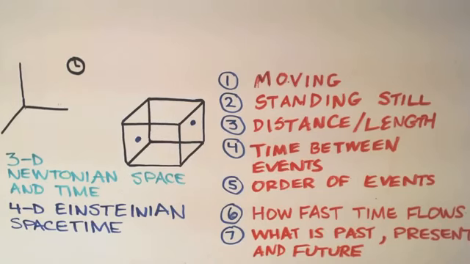And, you know, space doesn't exist, time doesn't exist, only space-time exists. You cannot tell if you're moving or standing still. There's no way to tell. You're only moving or standing still relative to something else. And no one can agree on it. No one can agree who's standing still, who's moving. No one can agree on distance or length. No one can agree on time between events. No one can agree on order of events. No one can agree on how fast time flows. No one can even agree on what is past, what is present, and what is future. Some people are in other people's past at the same time.